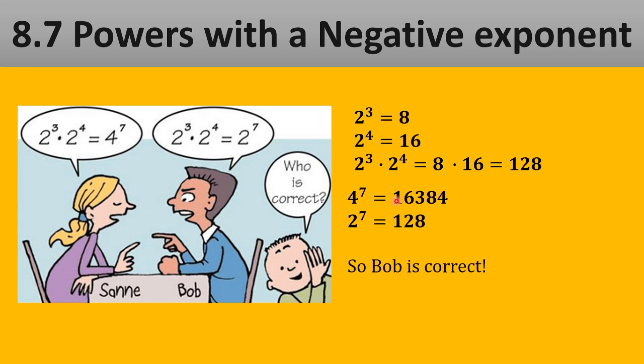That's 4 times 4 times 4, and that's 7 times. Yeah, that gives me 16,384. So Senna cannot be correct. Bob is correct, because 2 to the power of 7 is indeed 128.